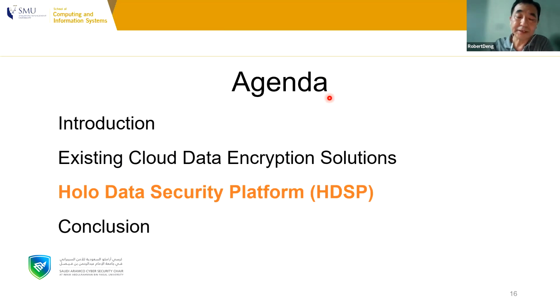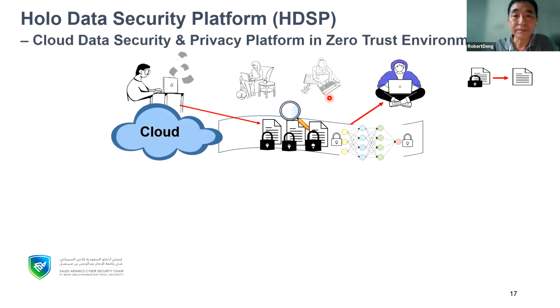Now let's look at our design, our solution for data encryption and key management to protect data security and privacy in the cloud. The solution we have is called the Hollow Data Security Platform, HDSP. It is a platform for providing cloud data security and privacy in a zero trust environment. It provides the following services.